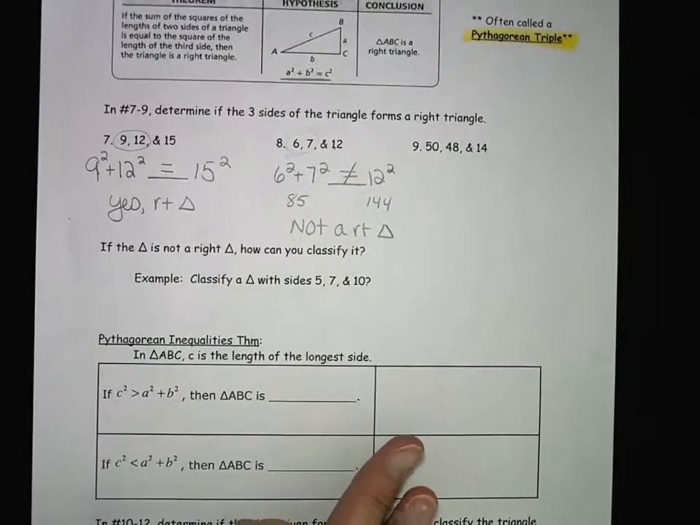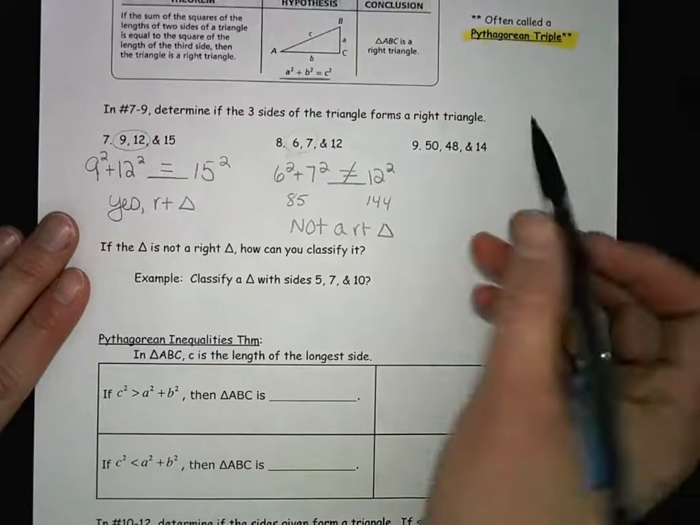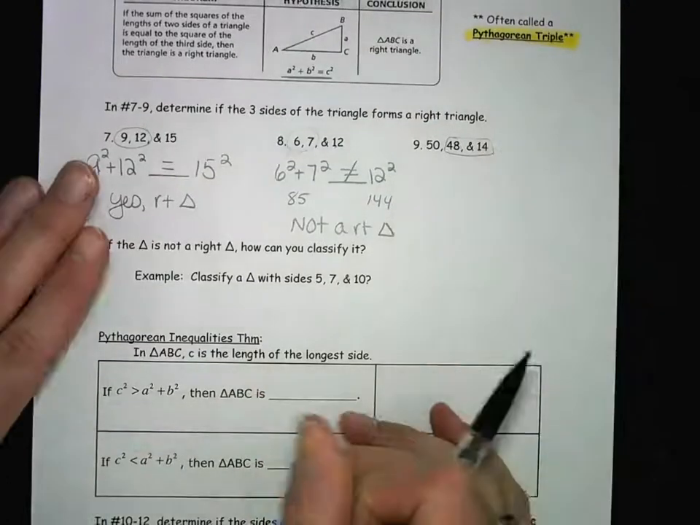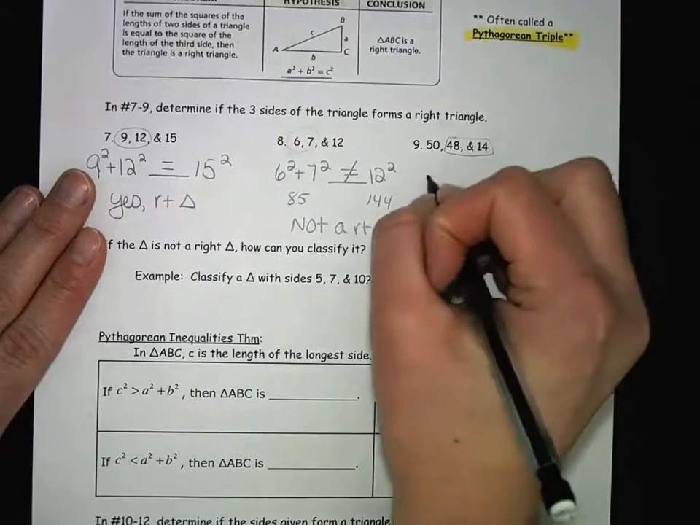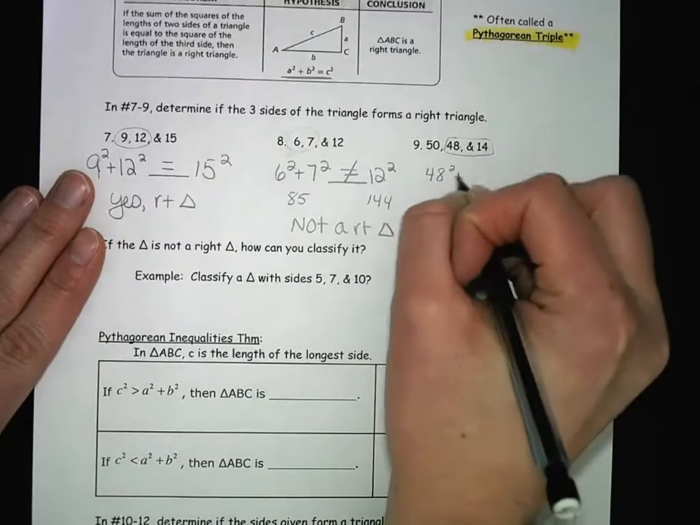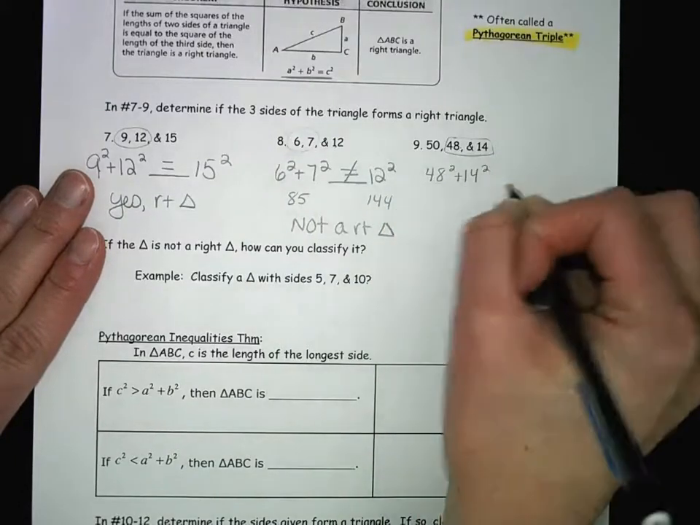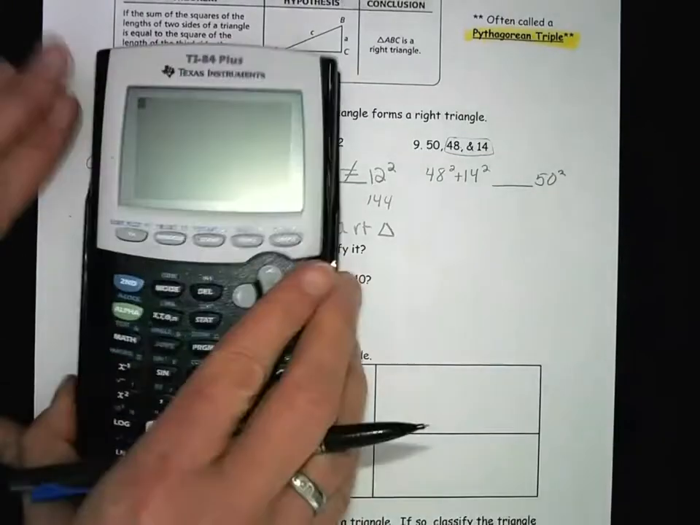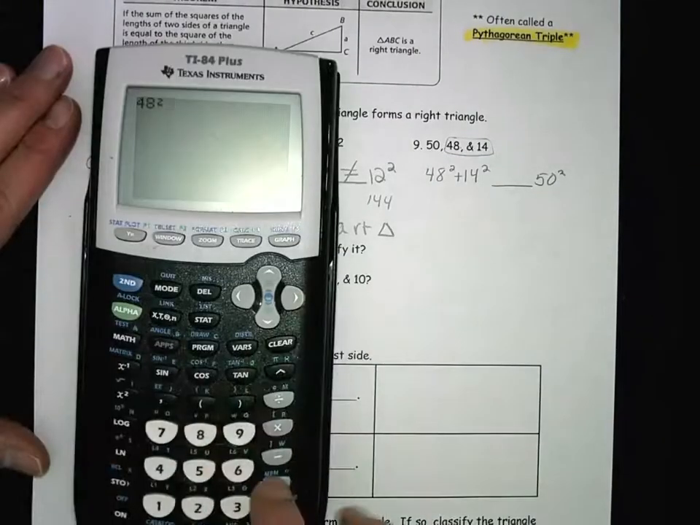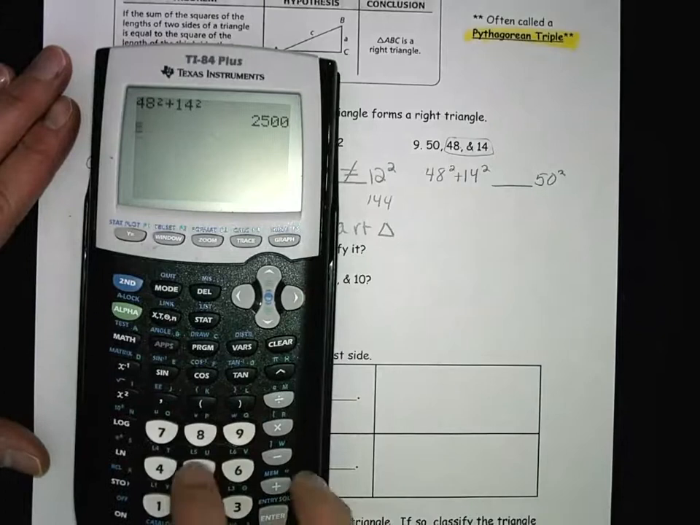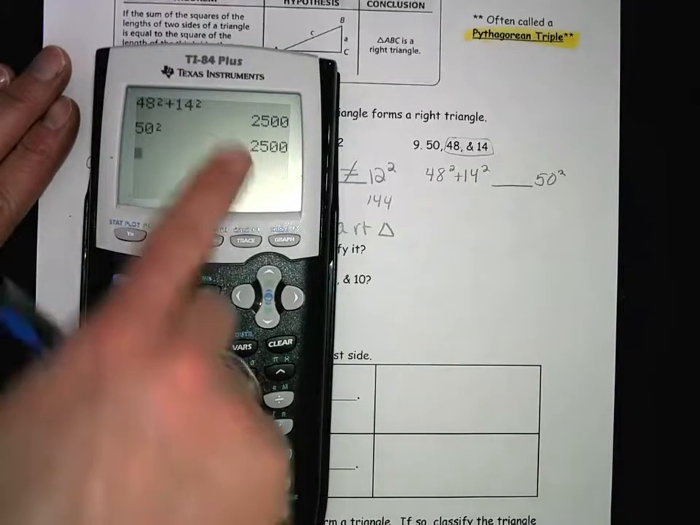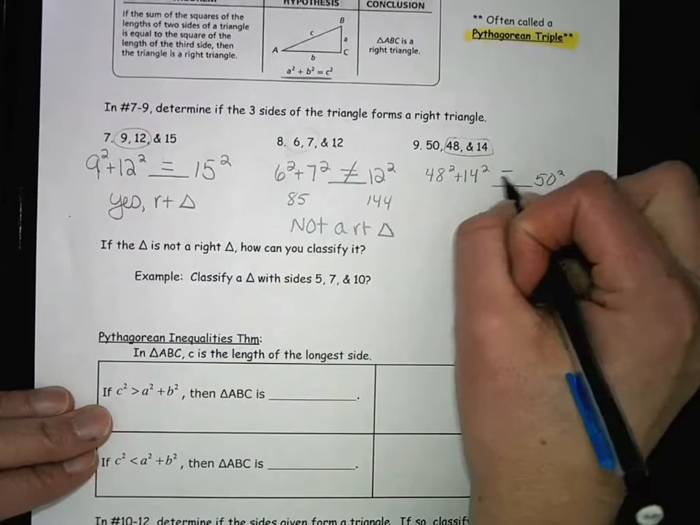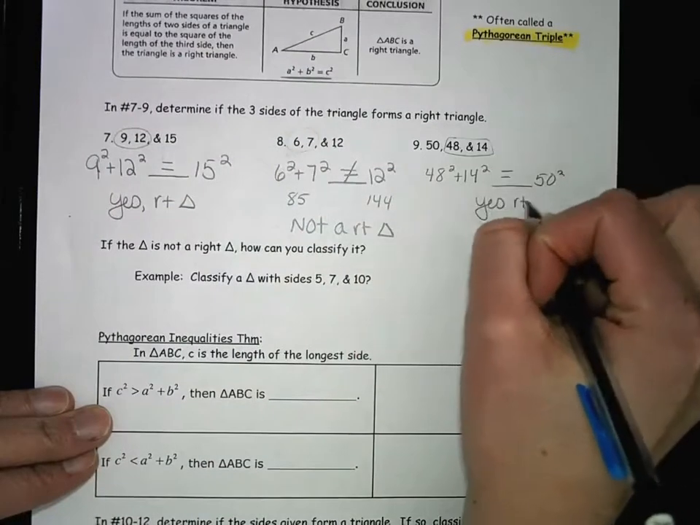So, number 9. What you'd want to do is, again, check the smaller two, but when you add those together, it's bigger than 50, so you're okay. But now we're going to go ahead and do a squared plus b squared, so it's the two smaller, and compare that to 50 squared. If I type that in my calculator, 48 squared and 14 squared, does that equal 50 squared? And if you notice, in my calculator here, it does equal, which means yes, it is a right triangle.